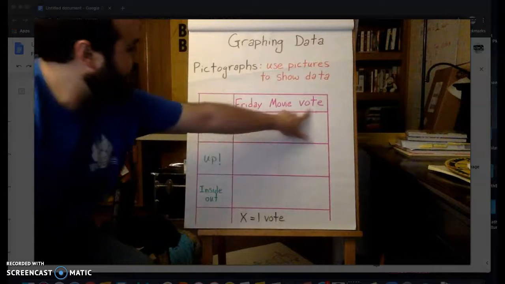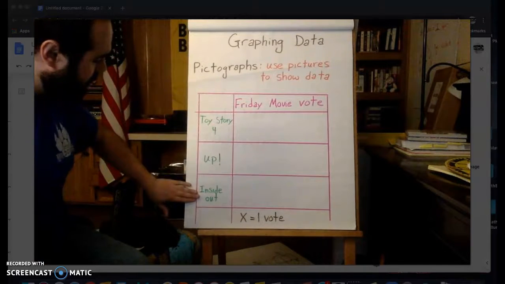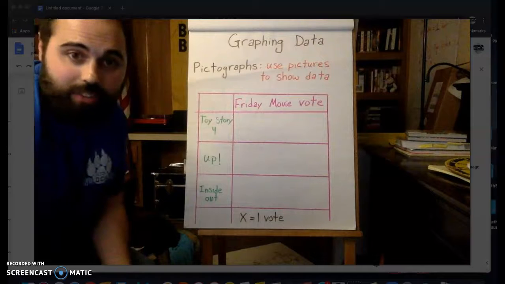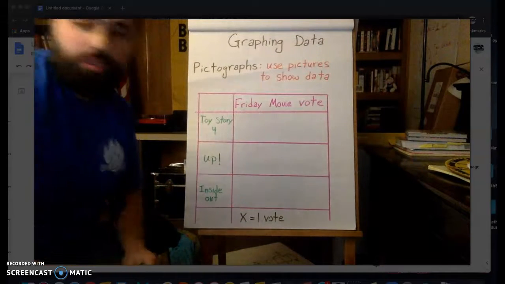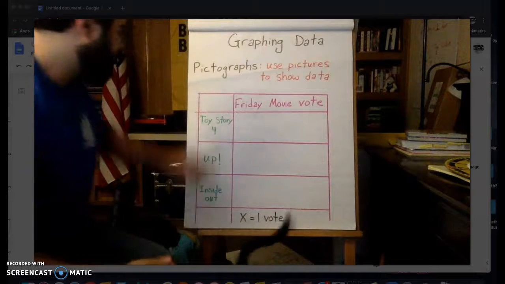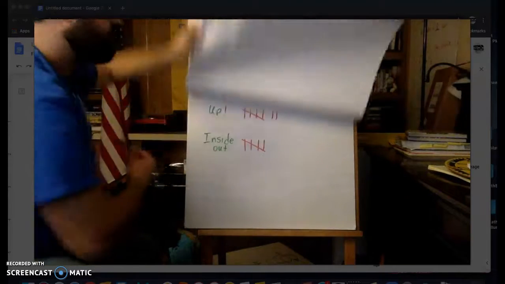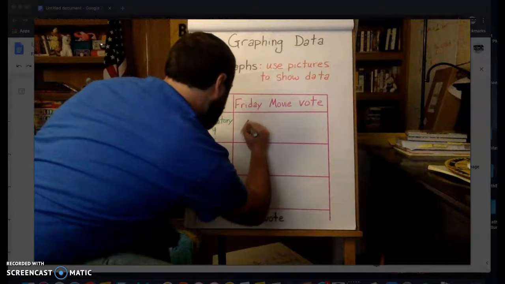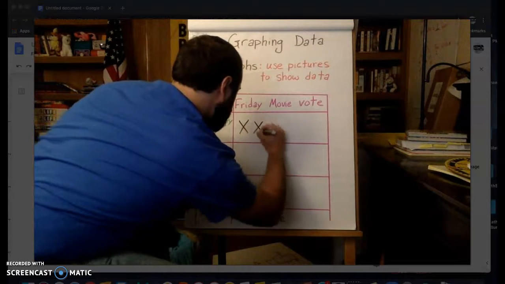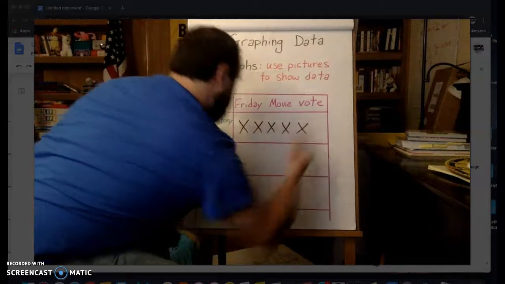So I've got a title right here telling me all about this. I've got labels right here showing the 3 choices. So let's go ahead and do it. And it looks like I used brown, so I'll use the same color. So for Toy Story 4, we have 5. So we're going to put 5 X's right in here. 1, 2, 3, 4, 5.